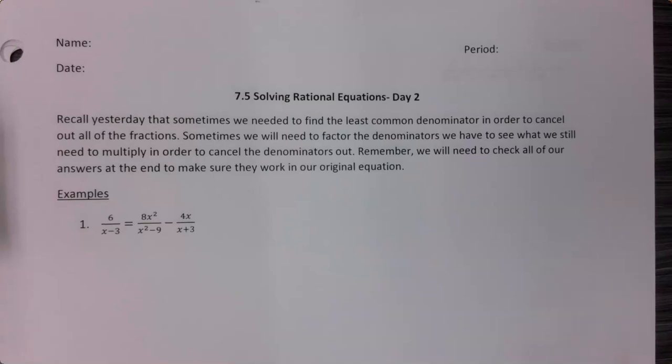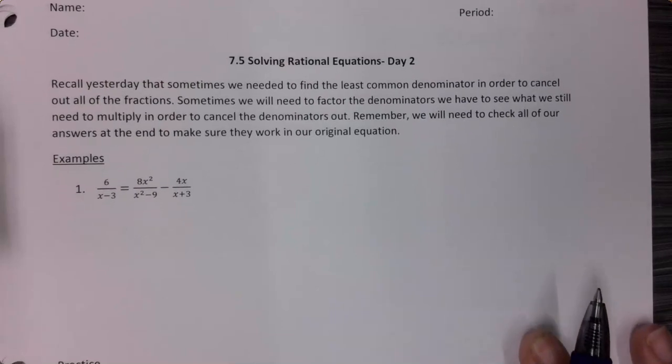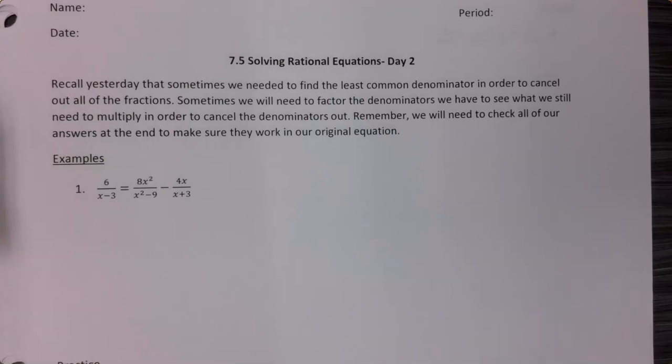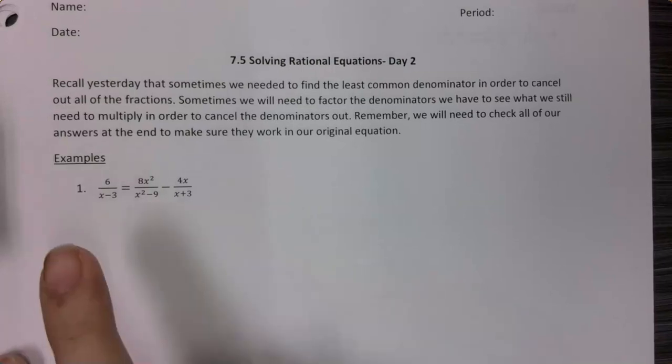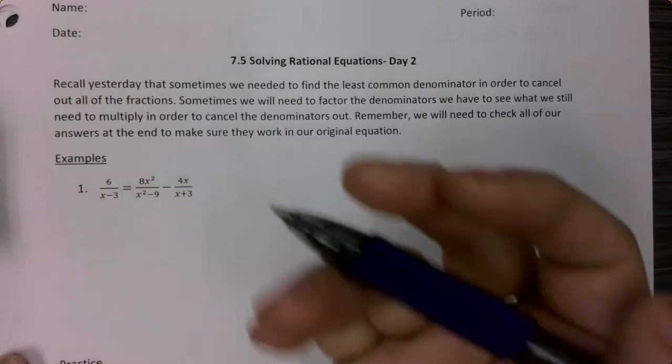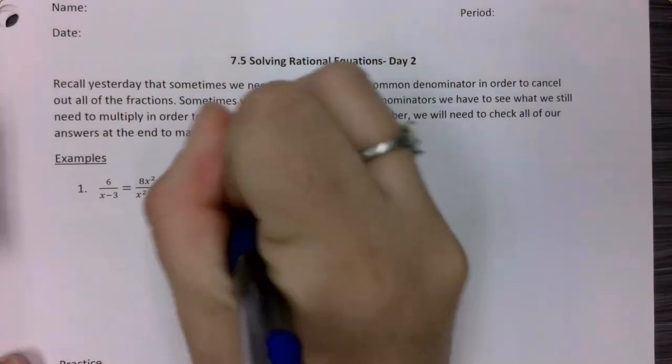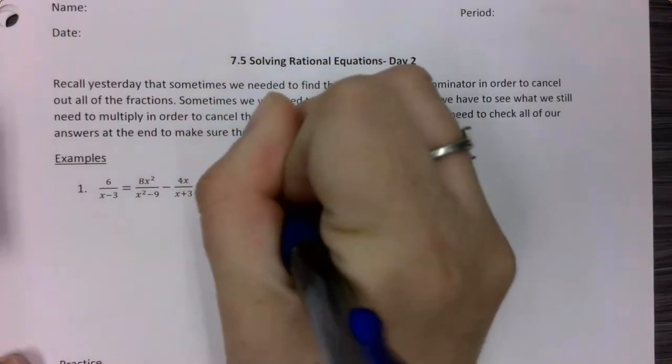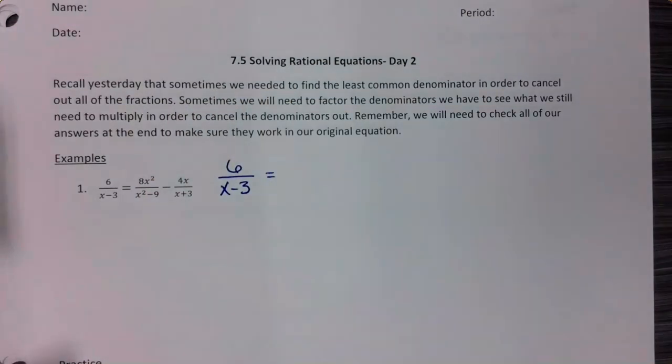So today we are finishing up solving rational equations. Sometimes we need to figure out our least common denominator in order to cancel out all of the fractions. So on this one, I have some terms that aren't factored. What I want to do is factor my denominators if I can. So my first denominator, I can't factor that anymore, so that's going to stay the same.